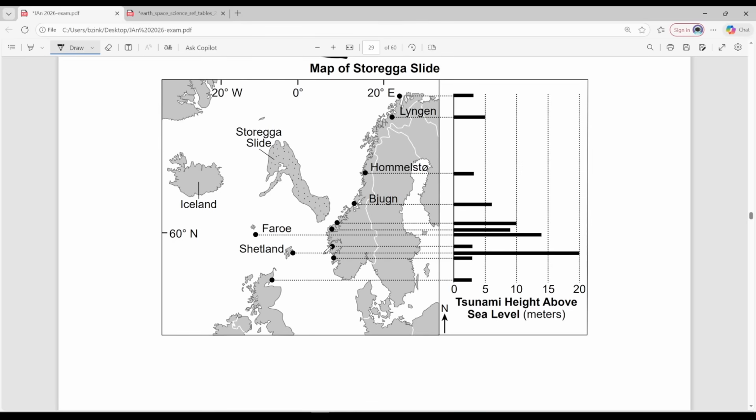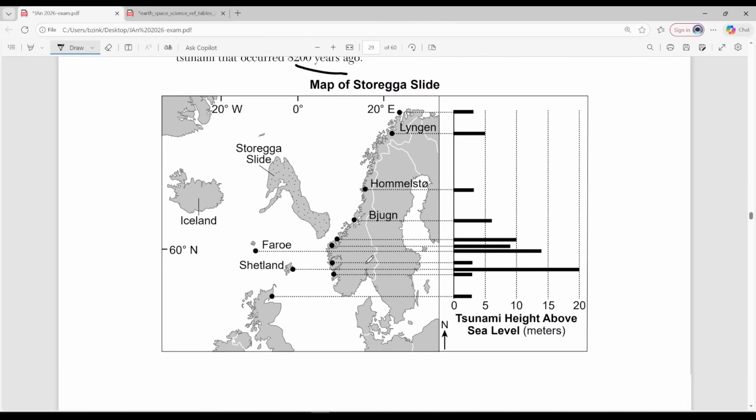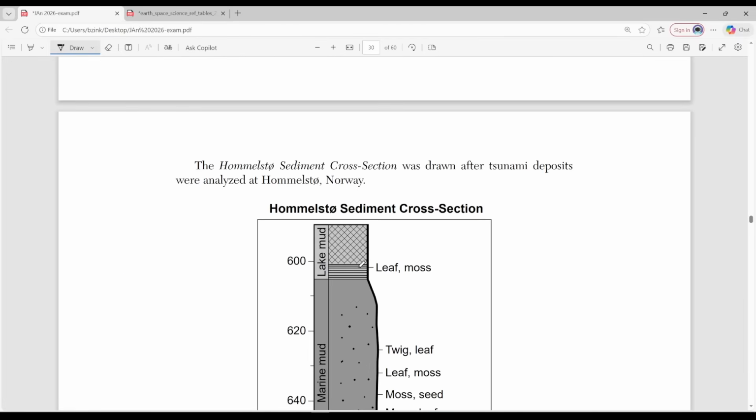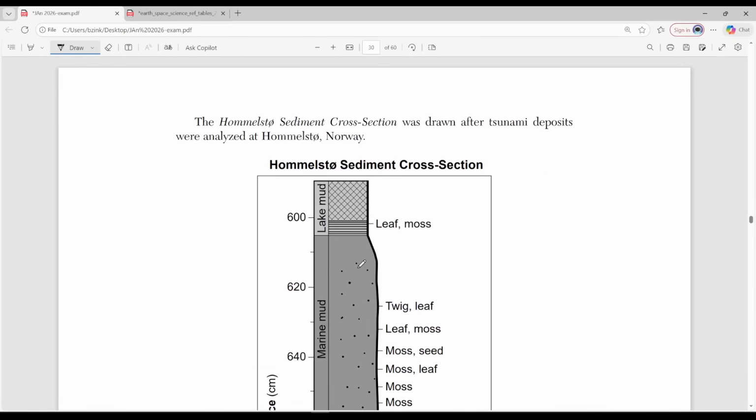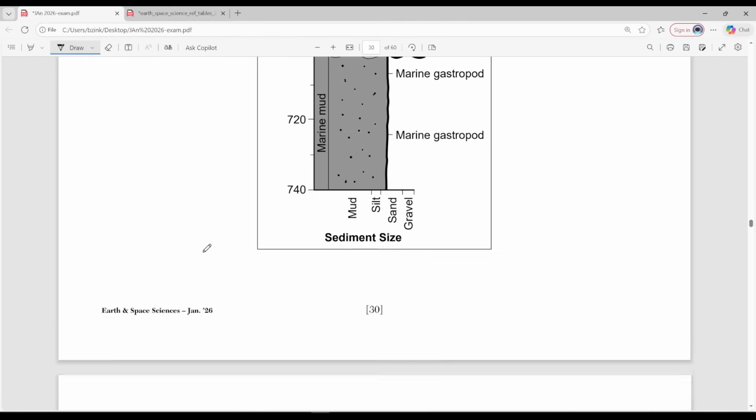So this is just a graph that shows how high above sea level the tsunami was in all the locations. Okay. What do we got here? Tsunami deposits. So basically, after the tsunami was over, it dropped off sediment. It's a giant picture.